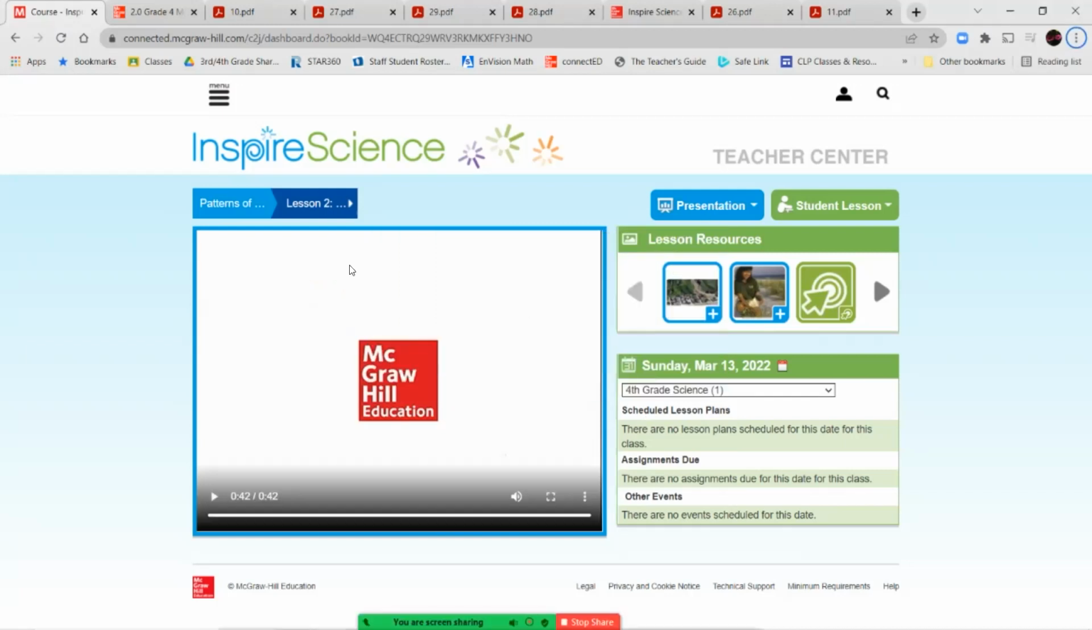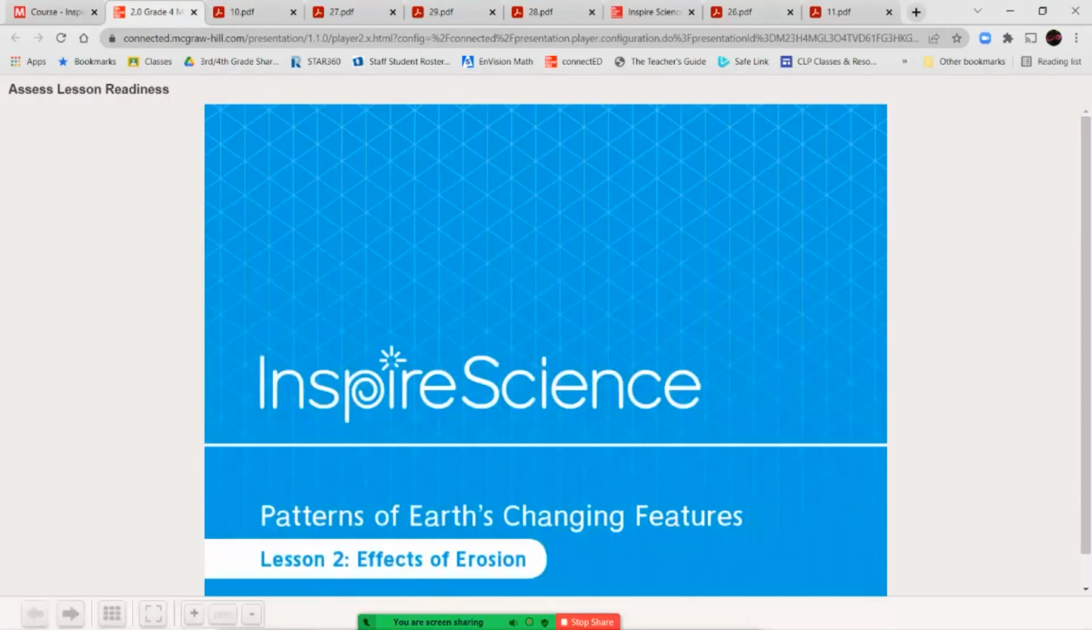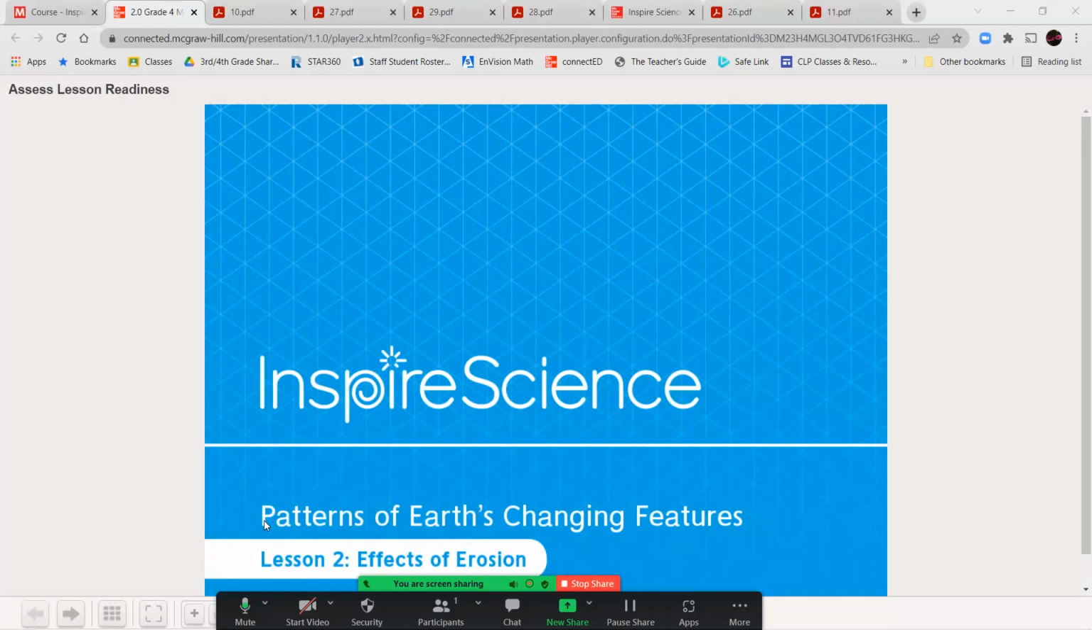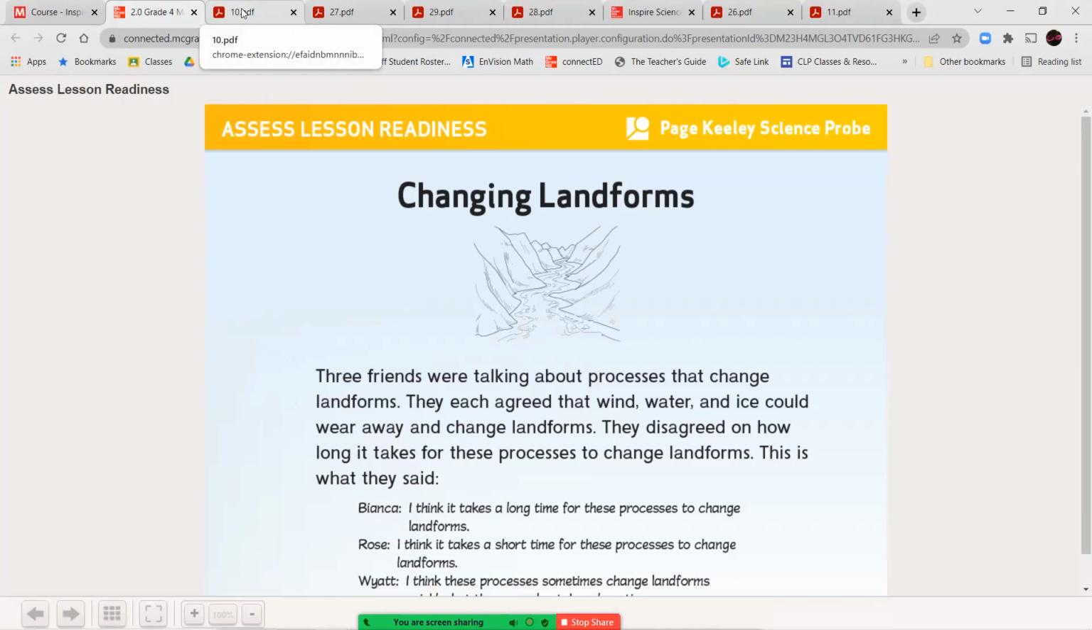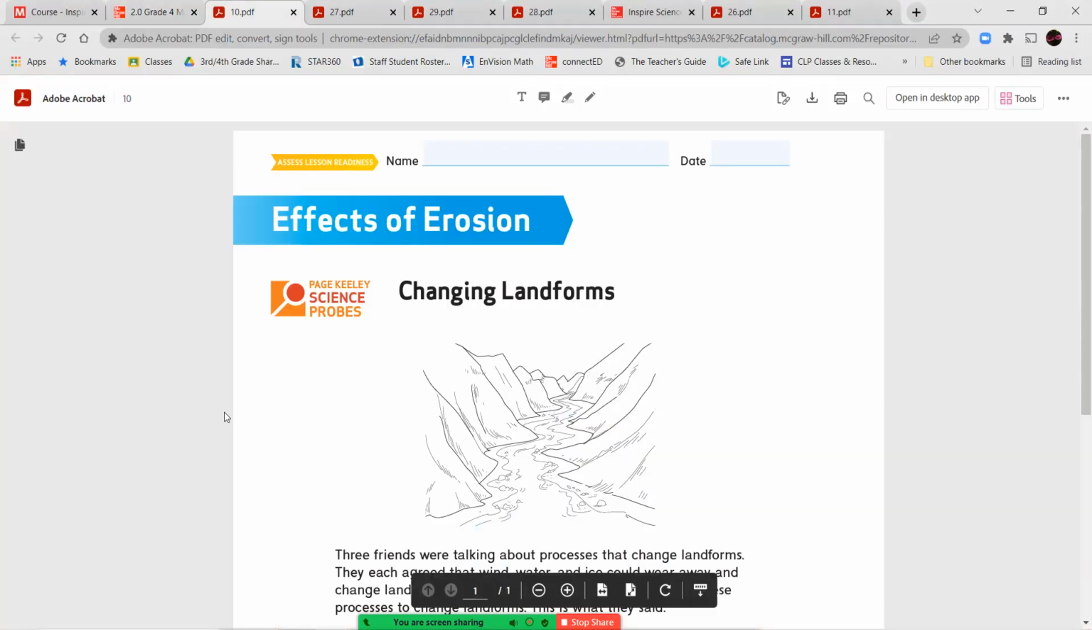All right, let's go ahead and jump into our lesson. So as always, we've got our lesson title, our module here, Pattern of Earth's Changing Features, Lesson 2, Effects of Erosion. And we're going to begin, as always, with our first page.